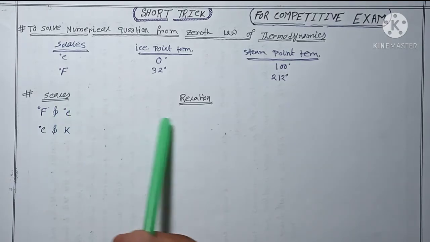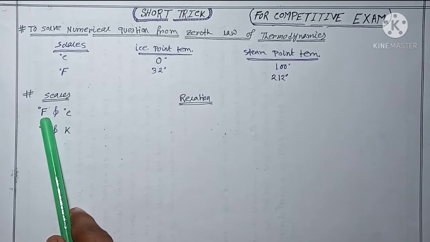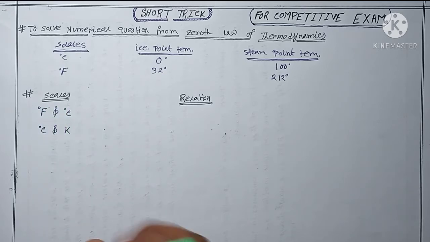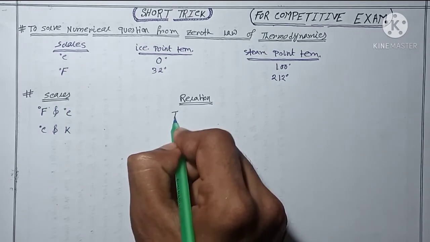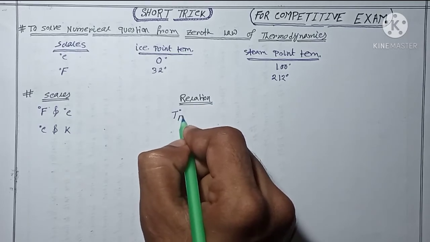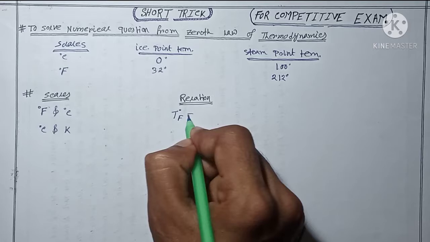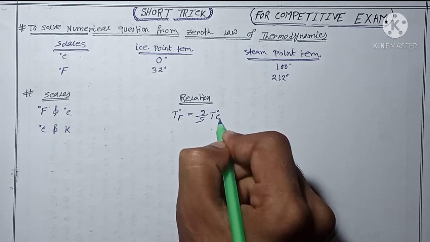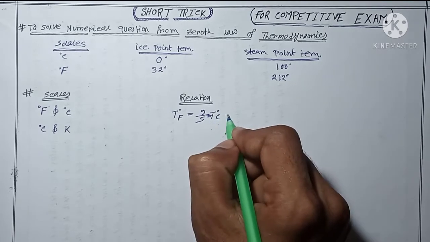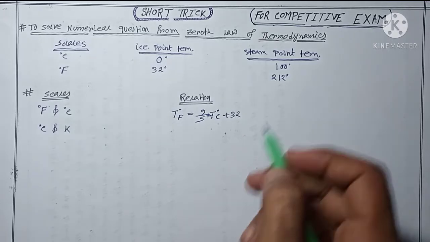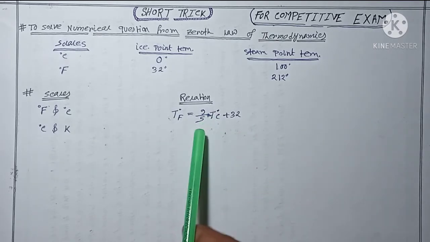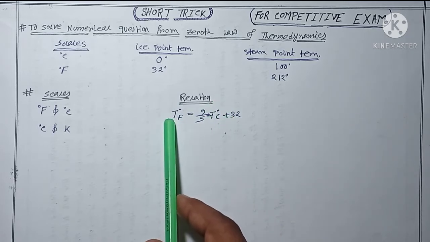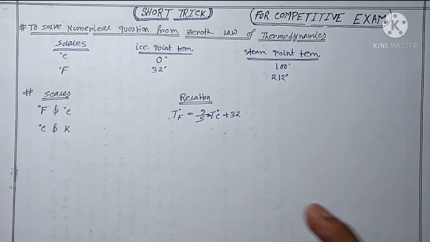Here I write down the scales and relation. If we take the Fahrenheit scale as well as the Celsius scale, what is the relation between these two scales? Suppose any temperature on the Fahrenheit scale is T degree Fahrenheit, then we can write it as 9 by 5 times the temperature on the Celsius scale plus 32. With the help of this relation you can convert any temperature in the Celsius scale into the Fahrenheit scale, or the Fahrenheit scale into the Celsius scale.